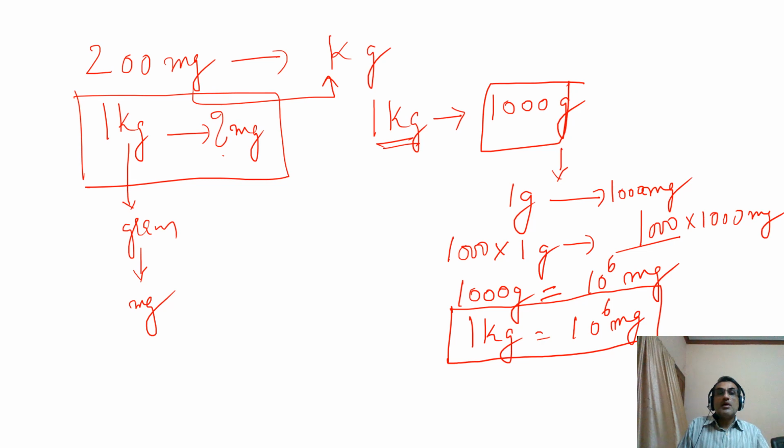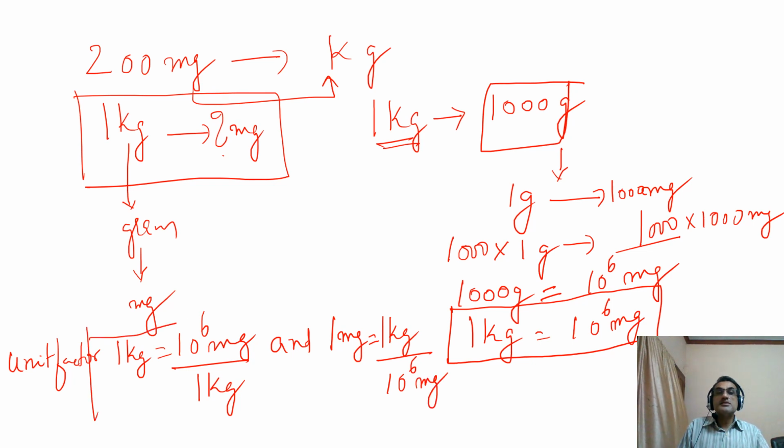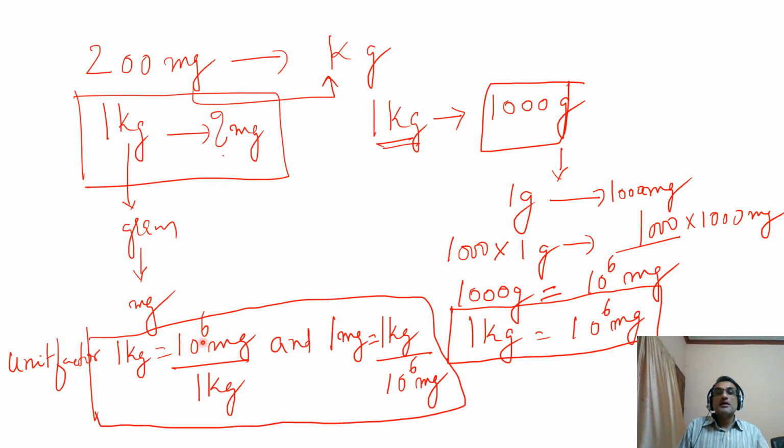So the next step, we already did. So what is the unit factor? 1 kilogram is equal to 10 raised to 6 milligrams, so the unit factor is 10 raised to 6 milligrams divided by 1 kilogram. And what is the other unit factor? 1 milligram is equal to 1 kilogram divided by 10 raised to 6 milligrams. So two unit factors I have got here. These are the two unit factors: 10 raised to 6 divided by 1, and 1 divided by 10 raised to 6. So now the next question comes: among these, which unit factor should I be using?